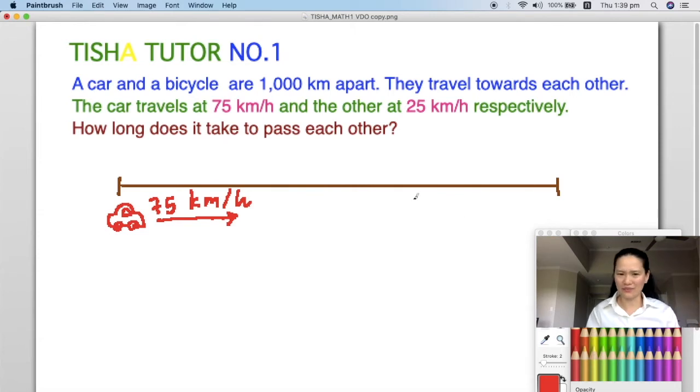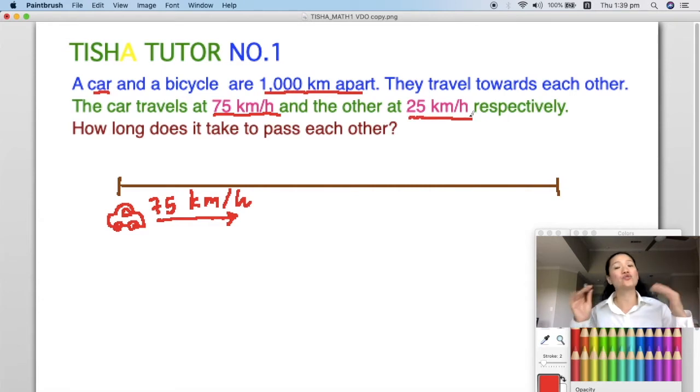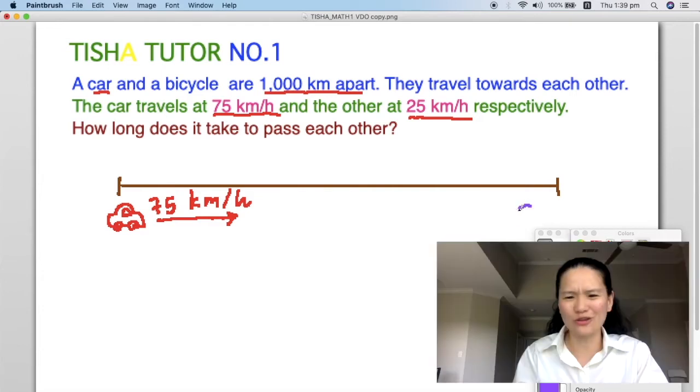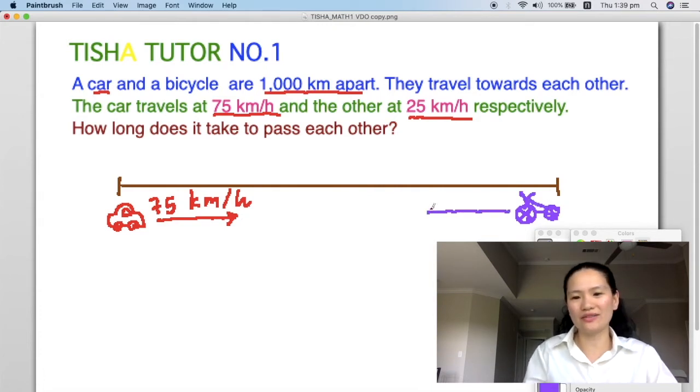And at the same time, the bicycle. Look at this one, they are all 1,000 kilometers apart. The car travels 75 kilometers per hour, and the bicycle travels 25 kilometers per hour. Let me write out the bicycle. This one is my bicycle, traveling this way as well at 25 kilometers per hour.